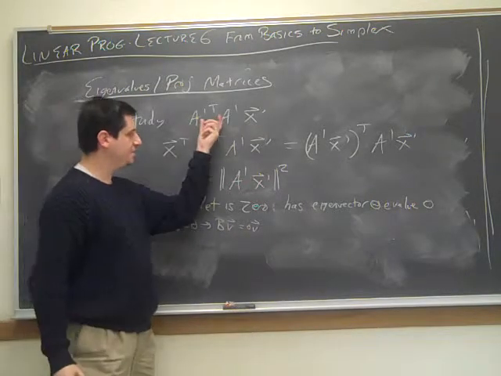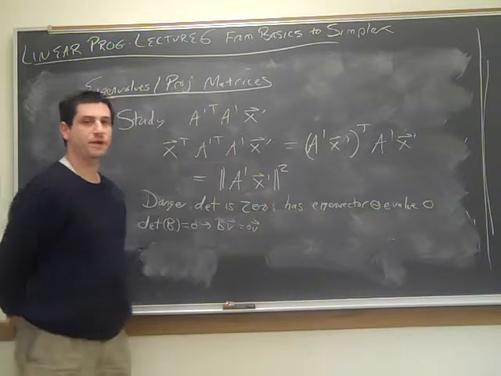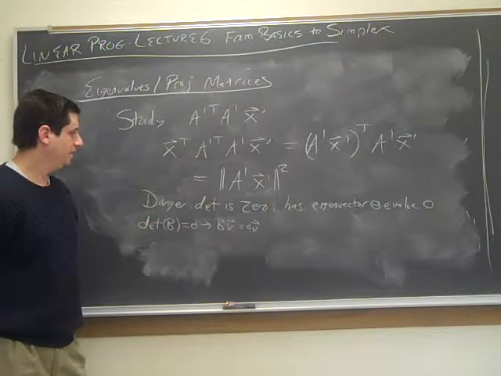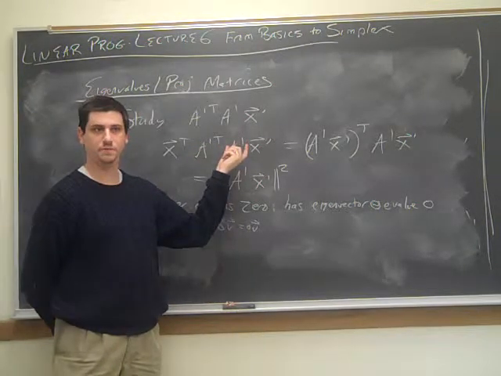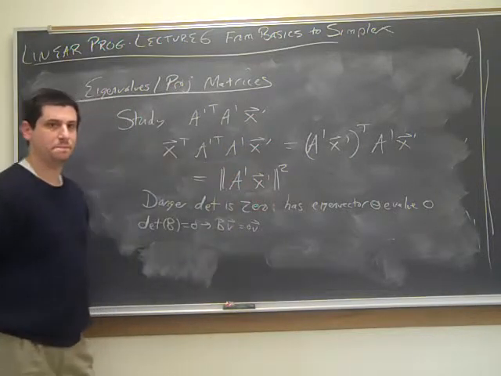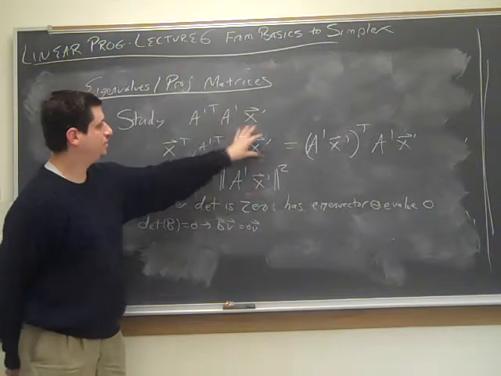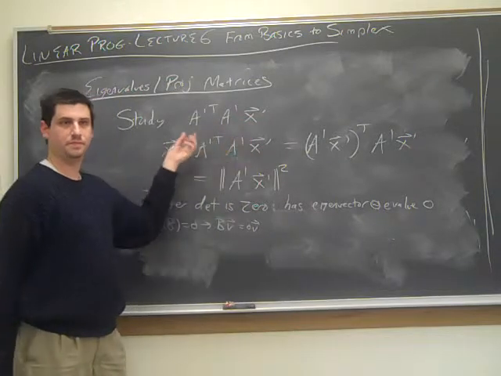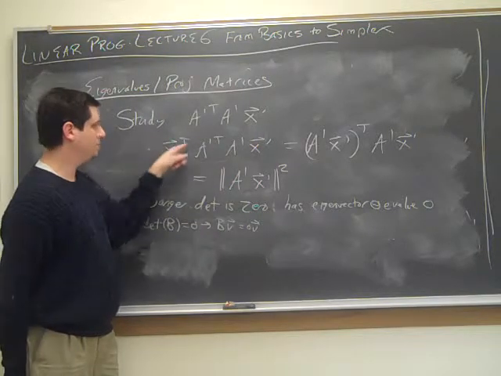So what would it mean if this isn't invertible? Well, it means that there is some vector that is an eigenvector of A prime transpose A prime with eigenvalue 0. Okay? So if we take X to be that special vector, what would this expression be? If we take X to be that eigenvector, then what would this whole expression have to be?